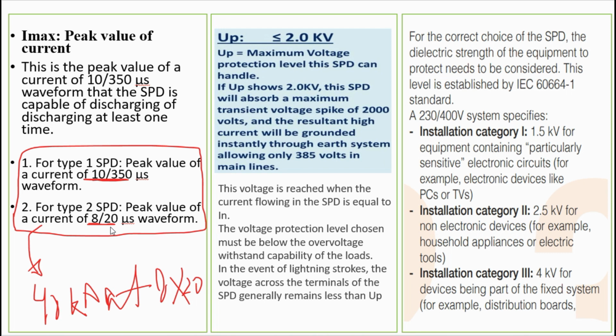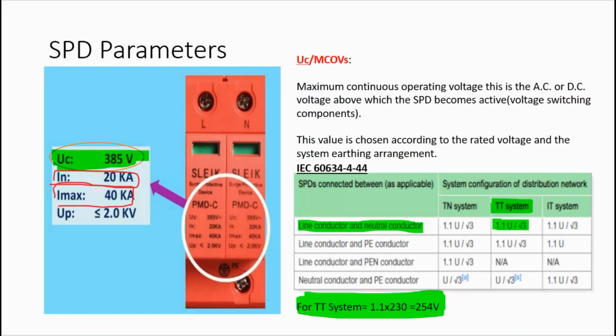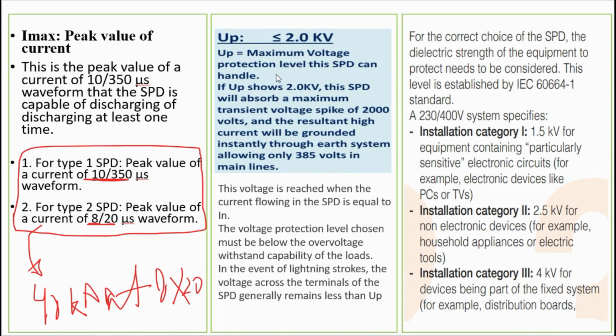The other important factor here is UP. What is UP? UP is the maximum voltage that an SPD can handle. Simply, if it is mentioned as less than or equal to 2 kilovolt, what does it mean? That the SPD can handle this voltage if it comes to your system, right?